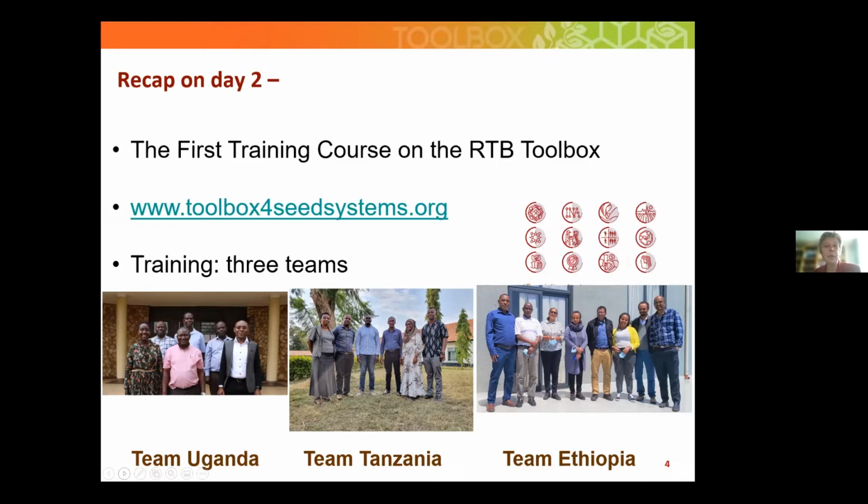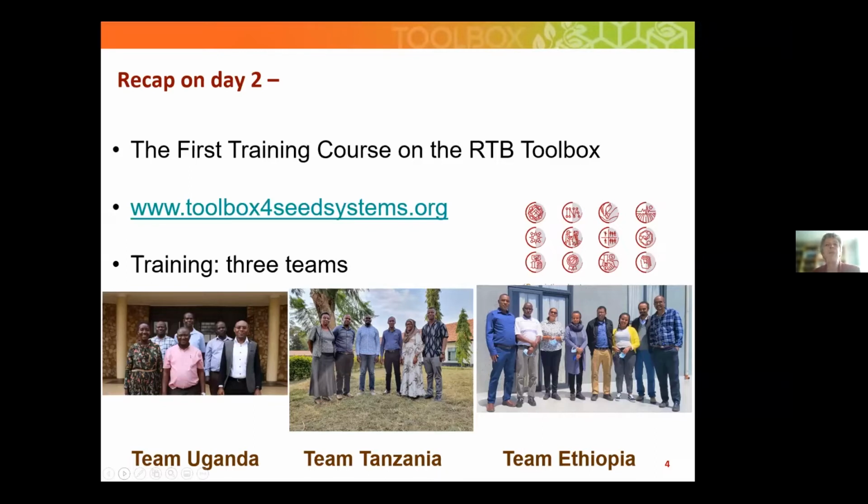So that is how we arrived at seeing the data presented on the use of a range of different tools from the RTB toolbox. The Uganda team used two different tools. The Tanzania team presents their results on the tools that they used today. And tomorrow you will see what the Ethiopia team did to generate insights in the systems they looked at.